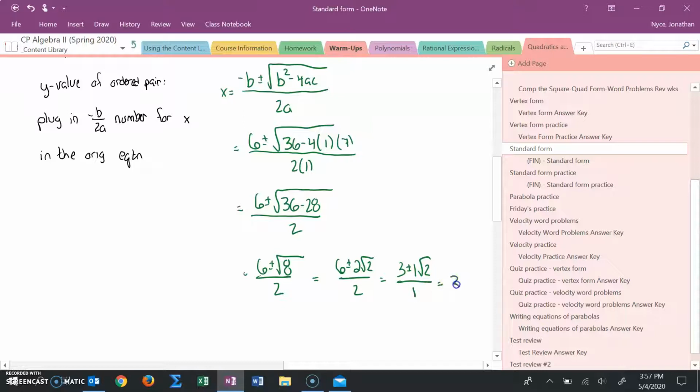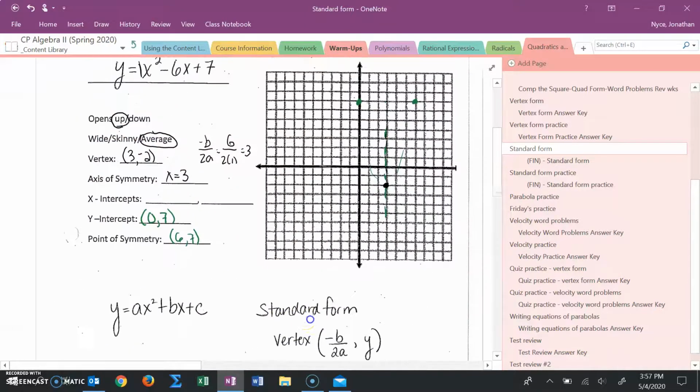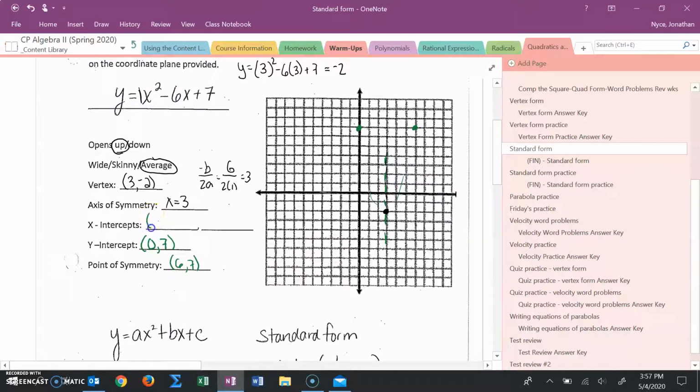Which is the same thing as 3 plus or minus the square root of 2. And you can certainly put those in the calculator to find out about where it crosses in terms of a decimal approximation.